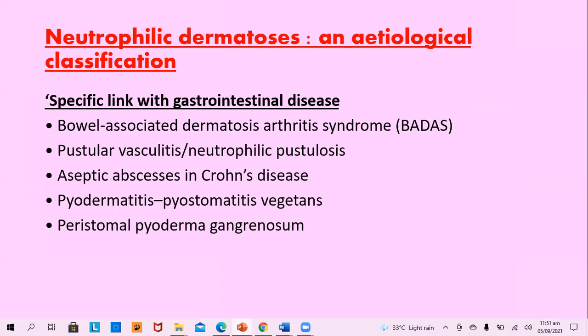Now we are discussing another category of neutrophilic dermatosis, with a special link to gastrointestinal disease. In this heading, we are going to discuss two important diseases: the bowel-associated dermatosis-arthritis syndrome and pyodermatitis-pyostomatitis vegetans. We have already discussed the peristomal pyoderma gangrenosum under the heading of pyoderma gangrenosum. In addition, aseptic abscesses are also seen in Crohn's disease, and pustular vasculitis and neutrophilic pustulosis, as we see in Behçet's, are seen as independent lesions as well.